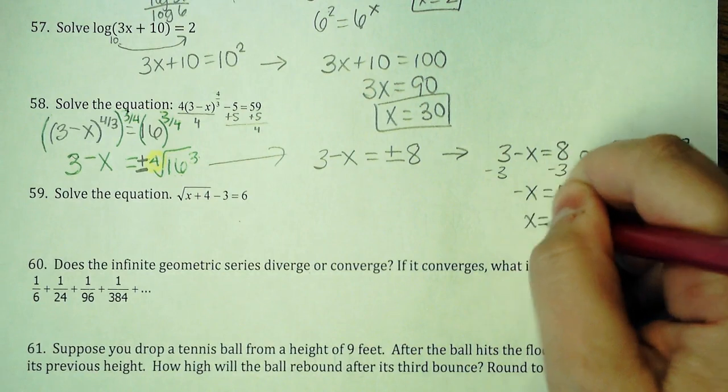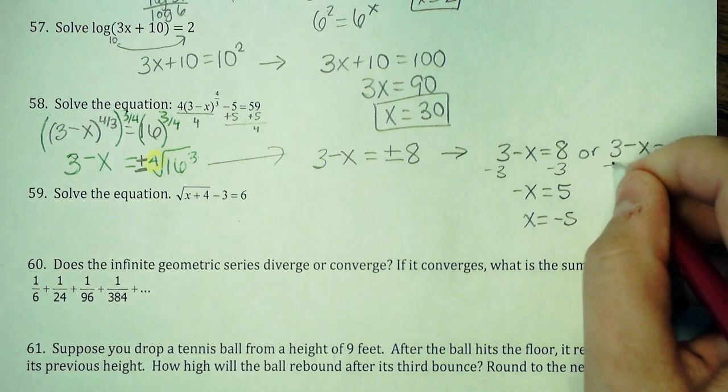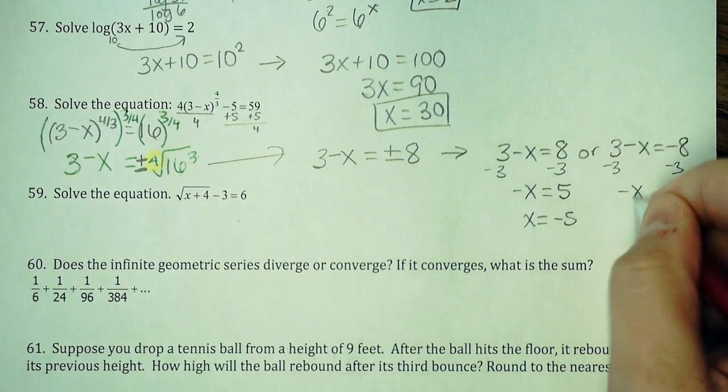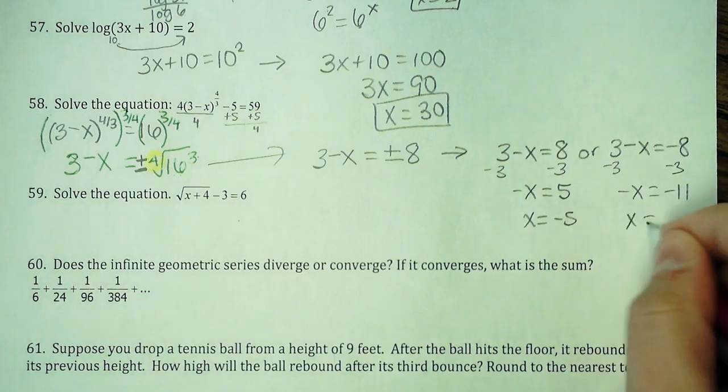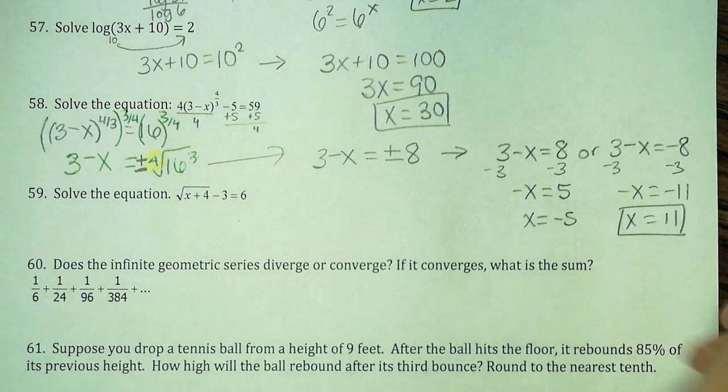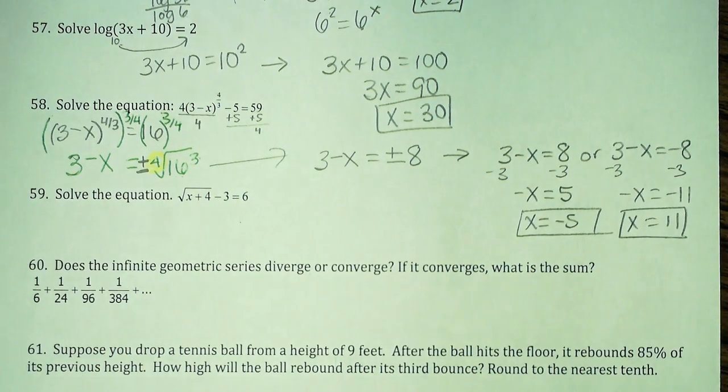This would be x equals negative 5. Here I'm going to subtract the 3. Now I get negative x is negative 11, so 2 totally different numbers. X could be 11, or x could be negative 5. This has 2 answers to this question.